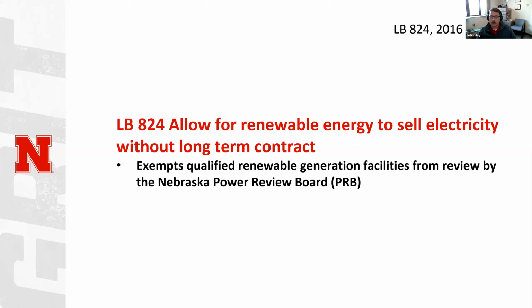LB 824 allowed for renewables to sell without a long-term contract. In some ways, it allows those to kind of play in the risky electricity marketplace. We have seen one wind farm get built in this way. It also exempted the renewable projects from going to the Power Review Board once they met certain requirements. So they had to meet certain requirements, but once they met those requirements, they were exempted from having to get approved by the Power Review Board.